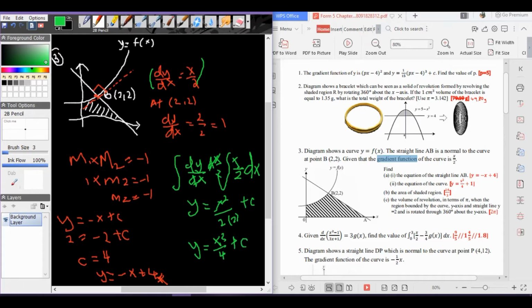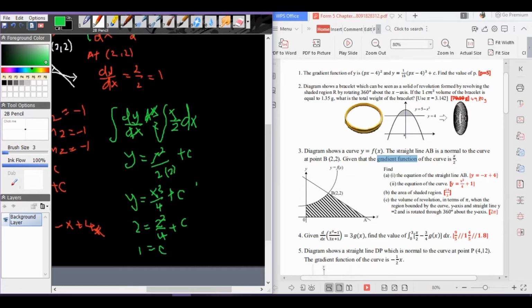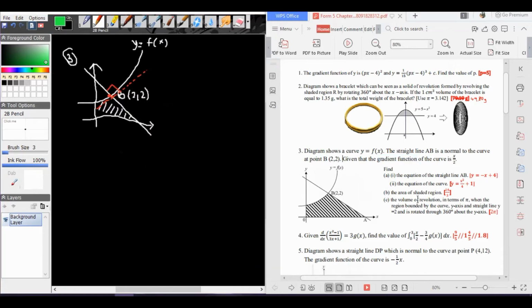Okay, how to find the value of c? You are given this point, right, 2, 2. You just substitute x equals to 2, y equals to 2 to this equation to find the value of c. So 2 equals to 2 squared over 4 plus c. So 4 over 4 is 1, 2 minus 1, 1. C equals to 1. Therefore, the equation of this curve will be y equals to x squared over 4 plus 1. Find the area of the shaded region.